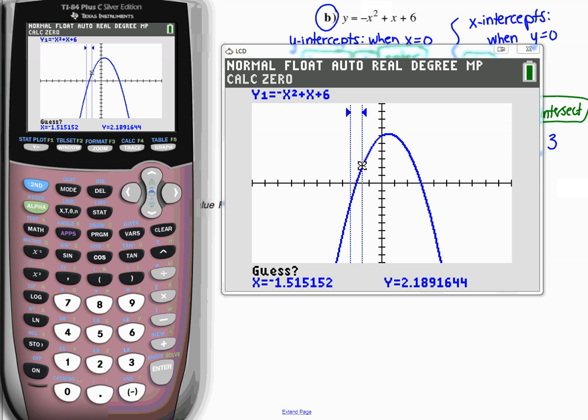The last one says guess. Guess doesn't matter. You can just push enter. And there it is, -2. Okay, so I don't love this method. And then the other one I'd have to do again.